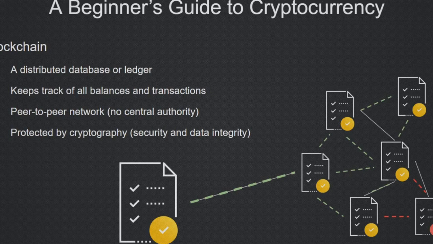Blockchain is what keeps track of all balances and transactions in this peer-to-peer network, which means there is no central authority. There is no bank controlling cryptocurrencies, at least most of them, and especially Bitcoin. And on top of all that, the database, the blockchain, is protected by cryptography, as we mentioned, which brings security and data integrity.